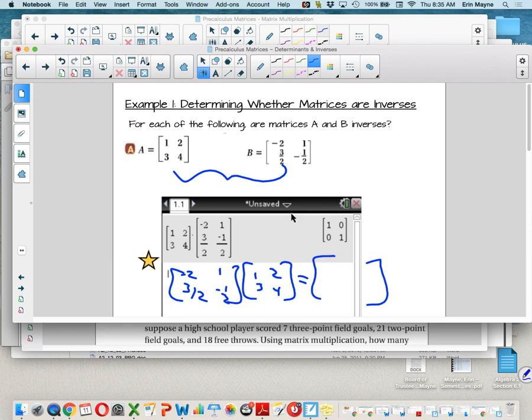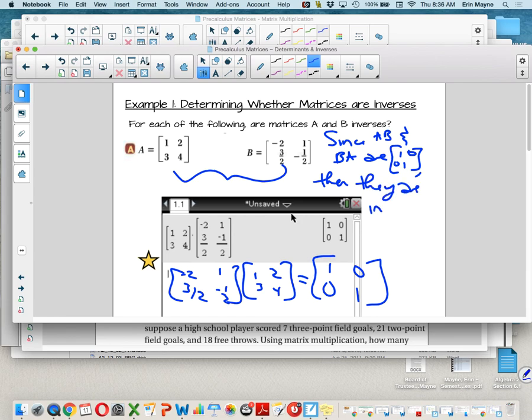This is -2 plus 3 is 1. This is -4 plus 4 is 0. This is 3 halves minus 3 halves is 0. And that's 3 minus 2, which is 1. So we conclude, since both AB and BA result in 1, 0, 0, 1, then they are inverse matrices. So it gives you a little bit of a clue as to what kind of question would be asked on your quiz on Tuesday, right? Are these inverses?